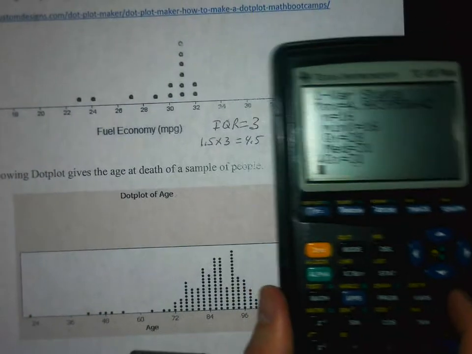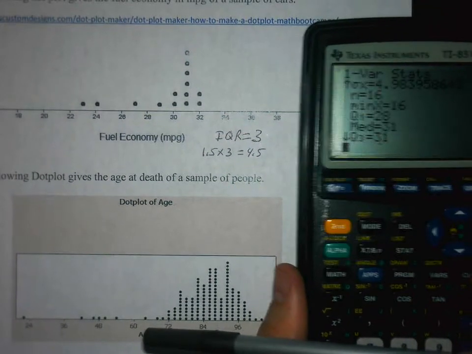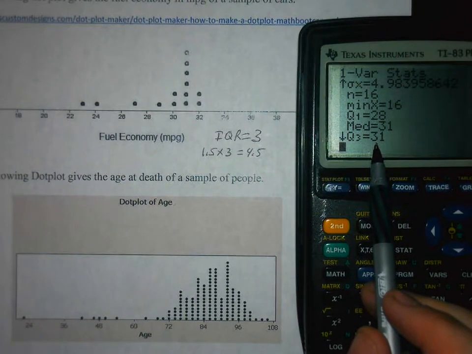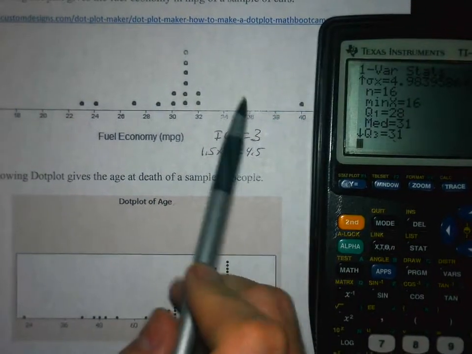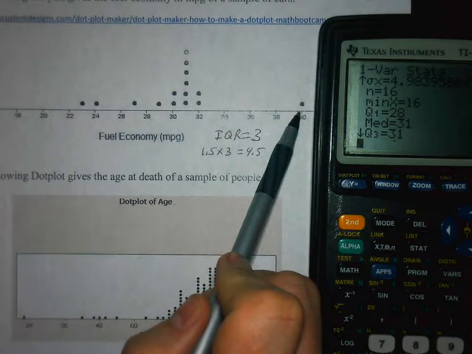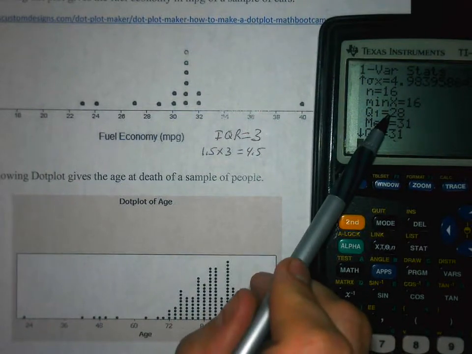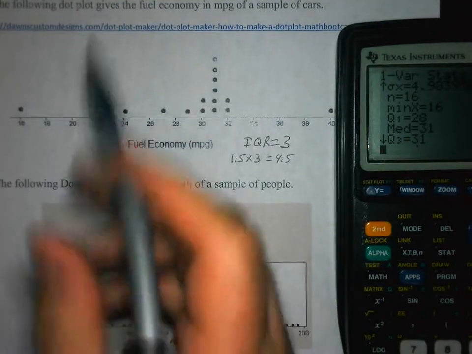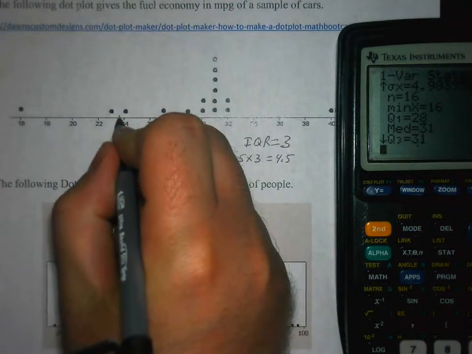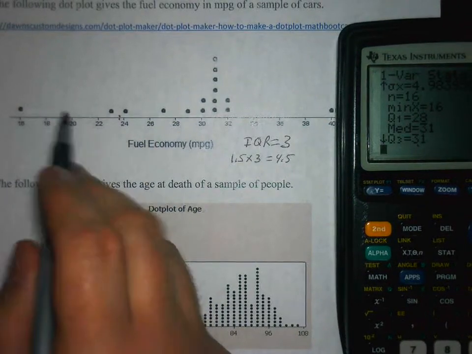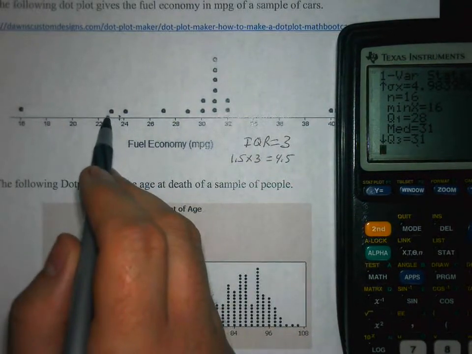Remember, if you go 4.5 above Q3, well, Q3 is at 31, add 4.5, you get 35.5. So anything above 35.5 will be an outlier, so 40 is an outlier. On the other end, if I go 4.5 below Q1, 28 minus 4.5 is 23.5. Anything to the left of that would be an outlier, so 16 and 23 are both outliers.